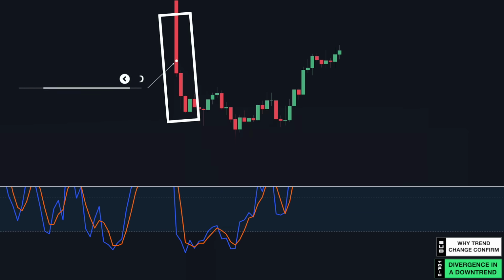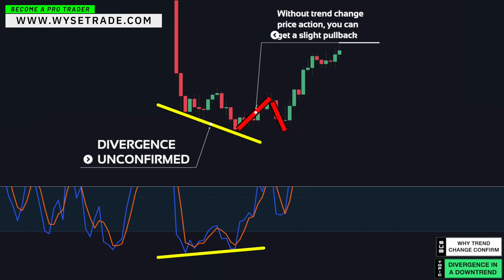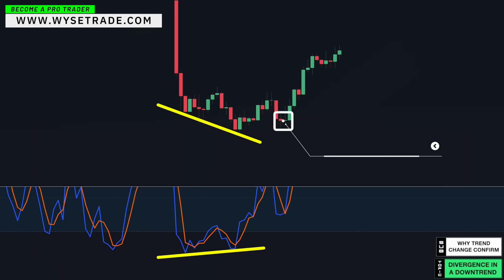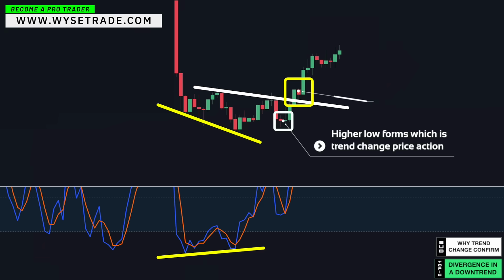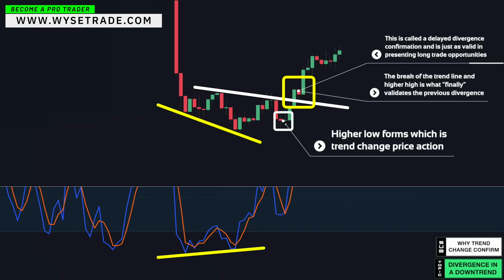You have a moving downtrend. Price makes a divergence, but without trend change price action, this leads to a slight pullback before price continues downwards. It's not until you have this higher low form, followed by a break of the trend line and higher high, that then validates the previous divergence. This is called a delayed divergence confirmation and presents long trade opportunities.